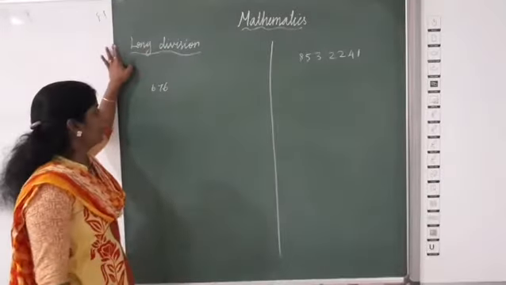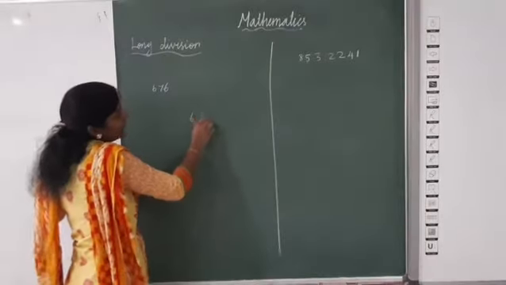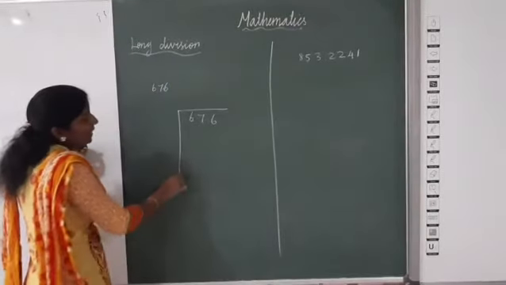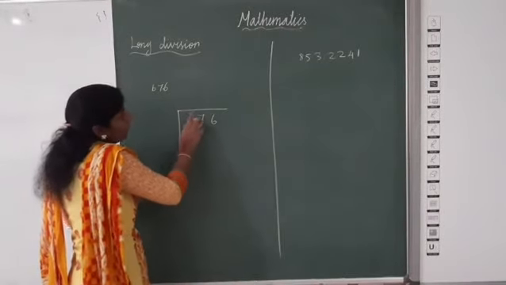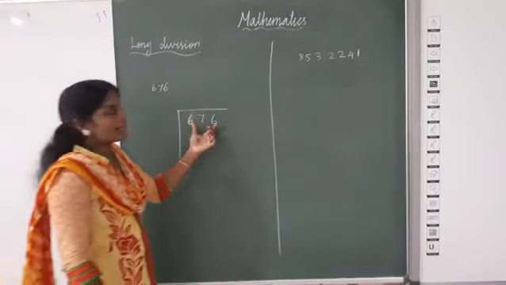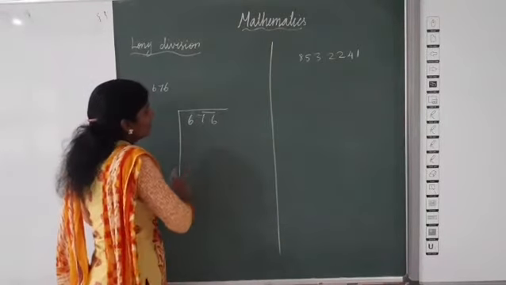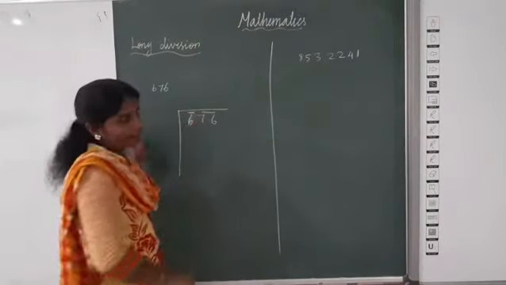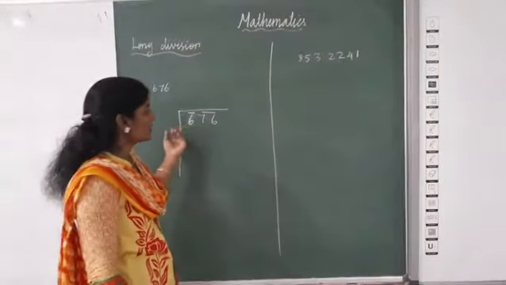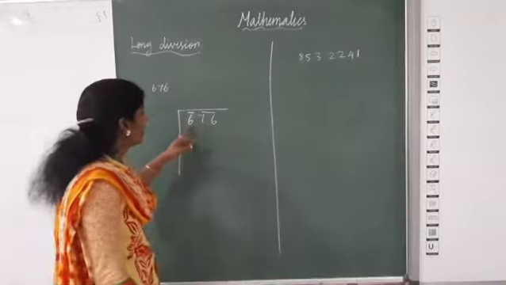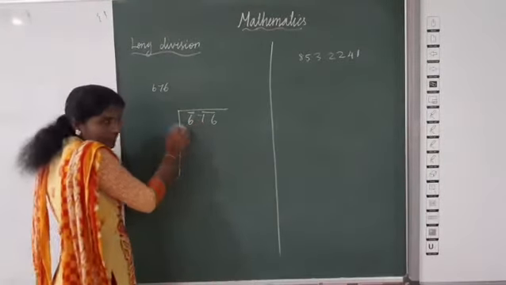Okay, this is one method. Now, 676. Now we can split the digits into pairs, isn't it? This is the first pair, then this is the second. First pair, we have two digits. Right to left we can split. Now we have only one digit.